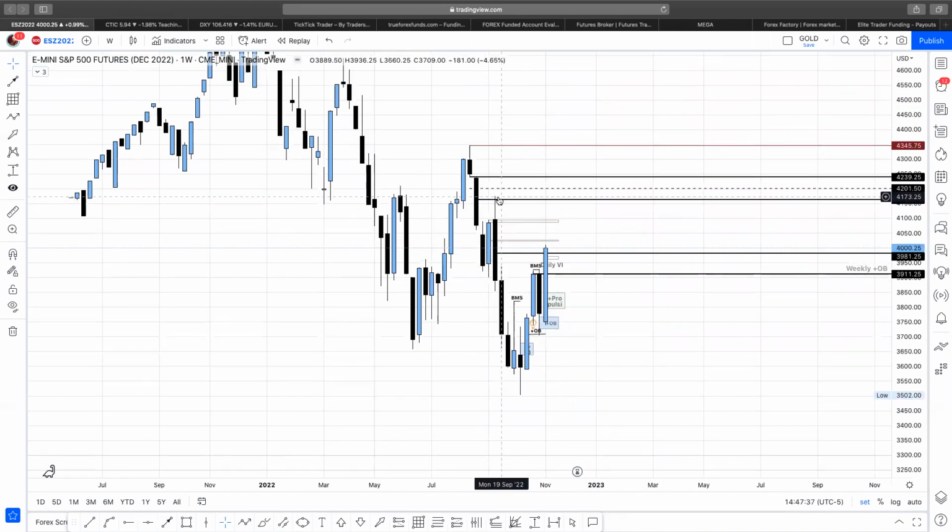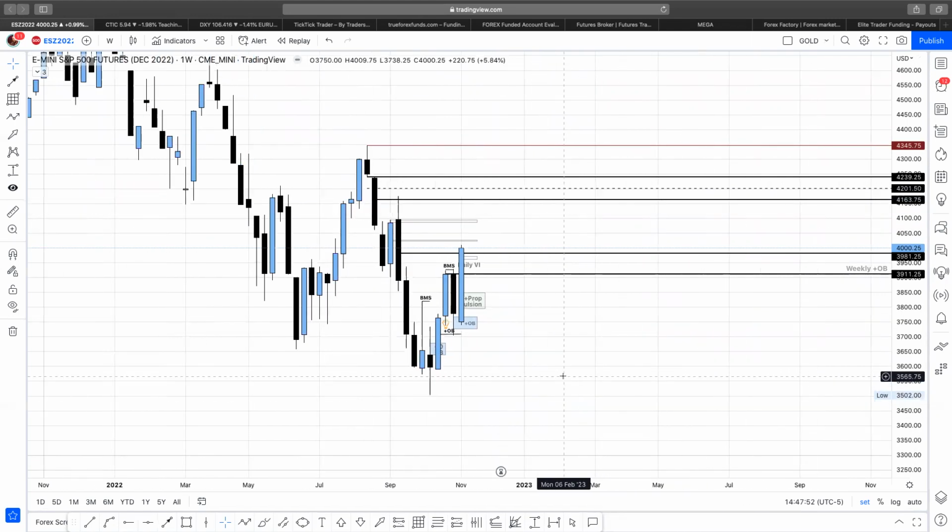Yeah, this level here. I want to see this taken out so we can get to 4,200. That's what this is. This is the consequent encroachment of this gap. So I want to see this high taken out in the beginning of September, the second week of September. I want to see that taken out this week. That would be great, 4,200. That's my personal terminus.